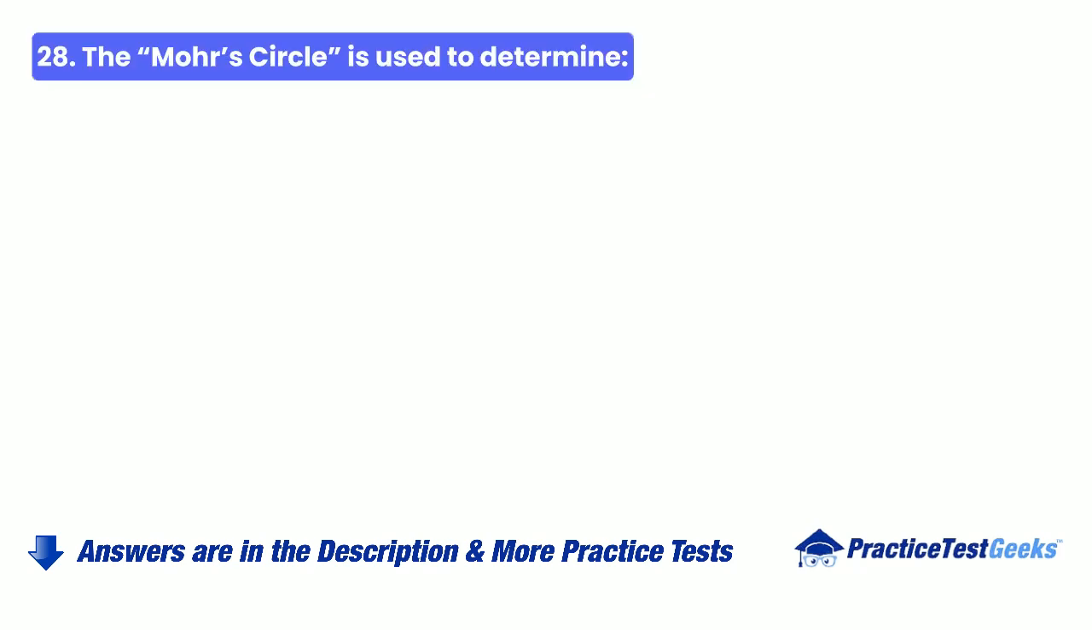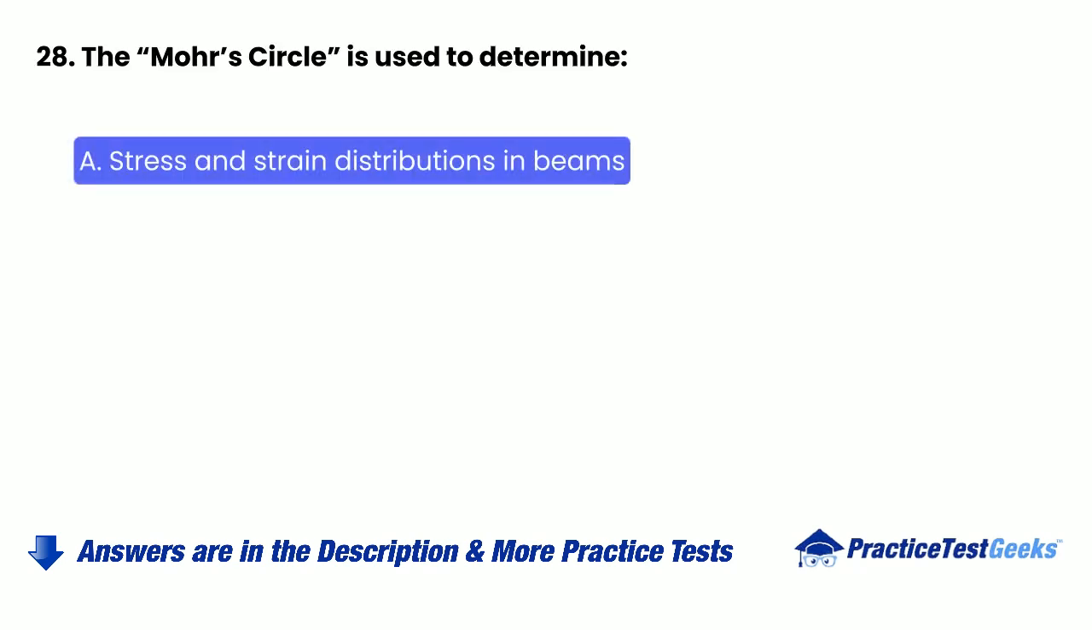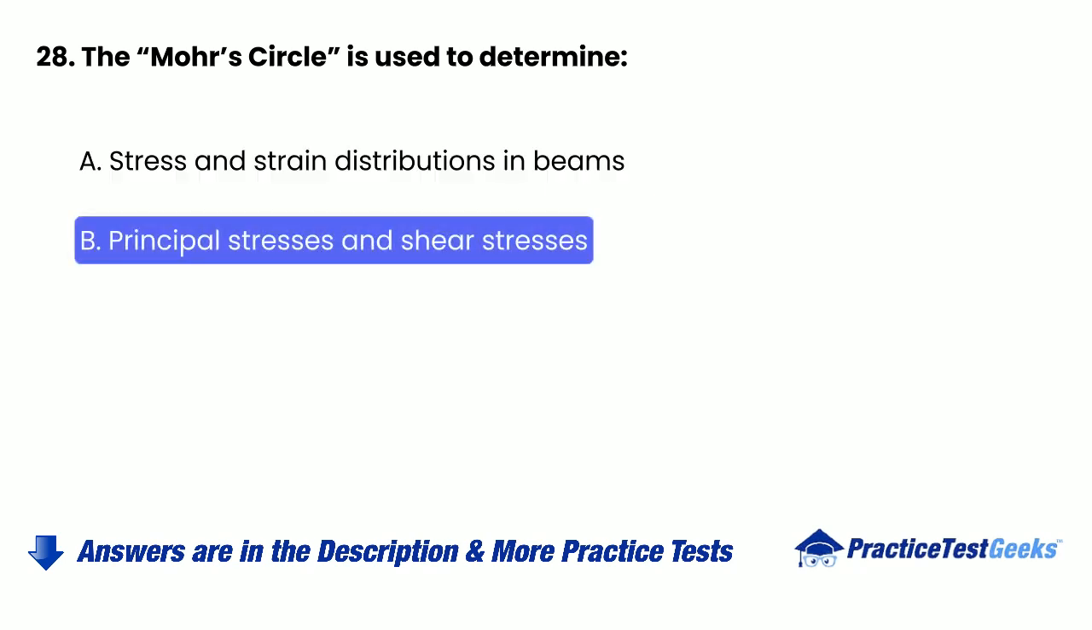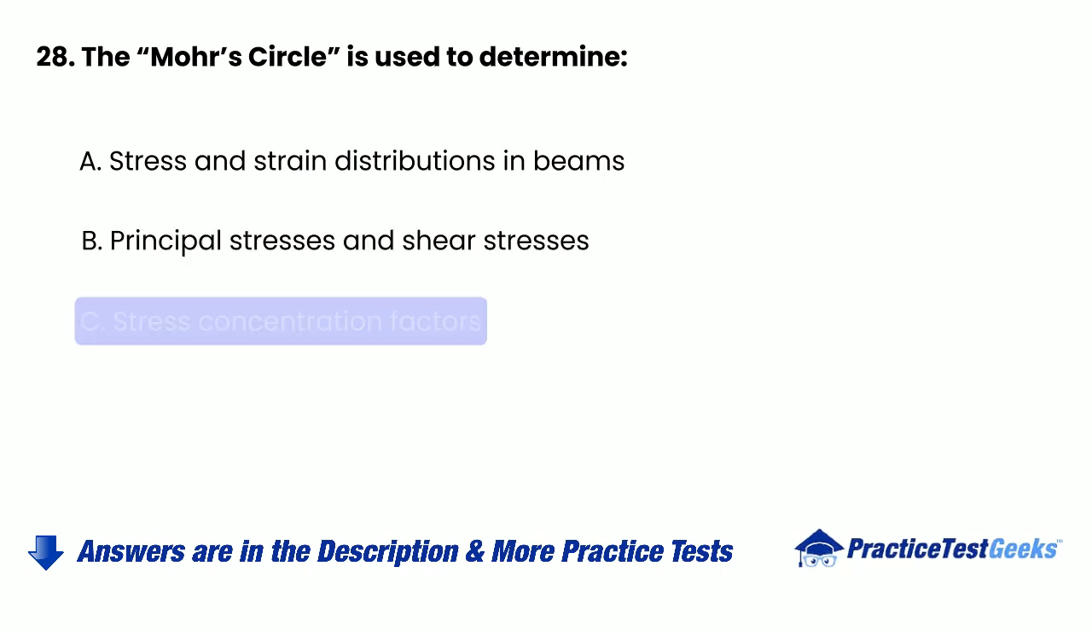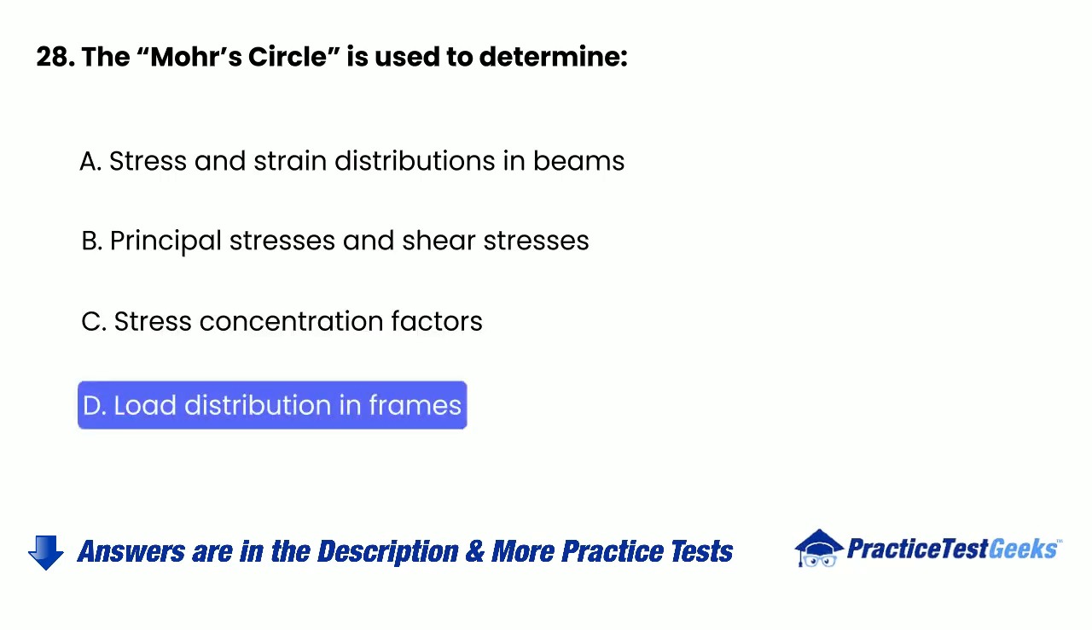(28) The Mohr circle is used to determine A. Stress and strain distributions in beams. B. Principal stresses and shear stresses. C. Stress concentration factors. D. Load distribution in frames.